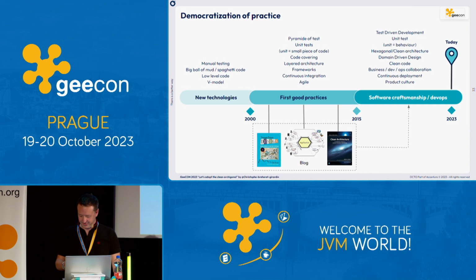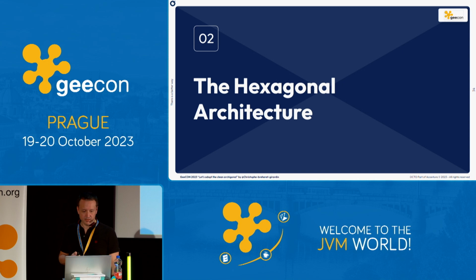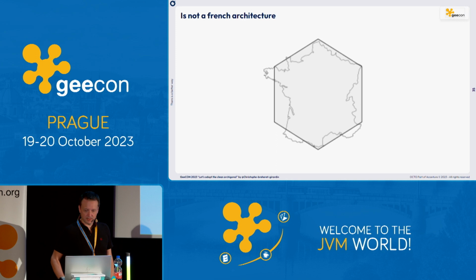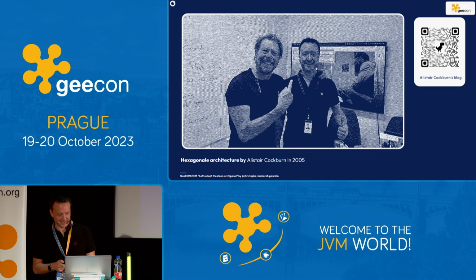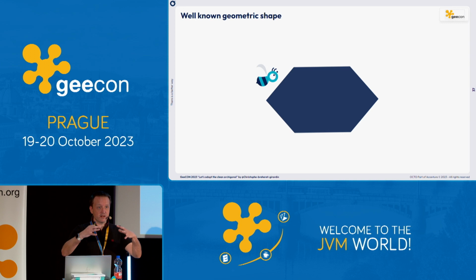Okay. So we're going to talk about hexagonal architecture. Hexagonal architecture is not a French architecture, even if it looks like France, but it's not. It's from Alistair Cockburn, the one on the right, in 2005, and it's a well-known geometric shape, like the bees make. So what is the goal of the architecture?